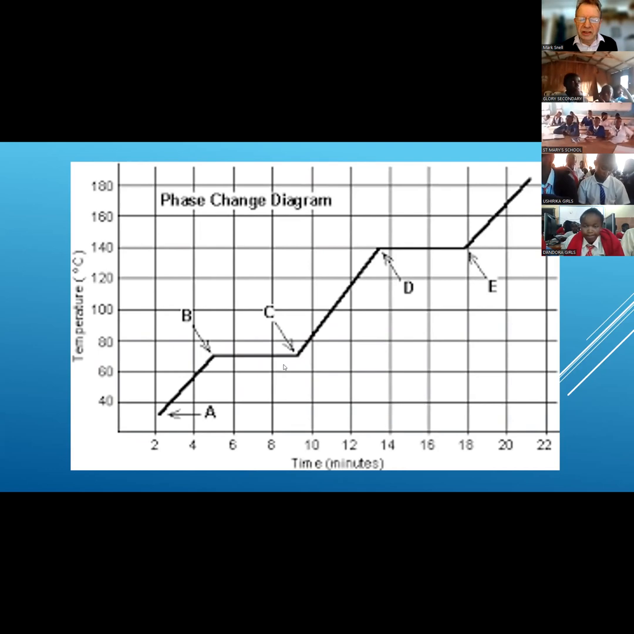So if they said, what is happening to the particles between B and C? You would say, at B, they were all solid and the heat is increasing, but all of the energy is going into breaking the bonds and it is melting and turning solid into liquid. If they asked me what was happening between C and D, I would say, hey, this is all liquid and the liquid particles are moving faster and faster, but they are all within the same liquid.